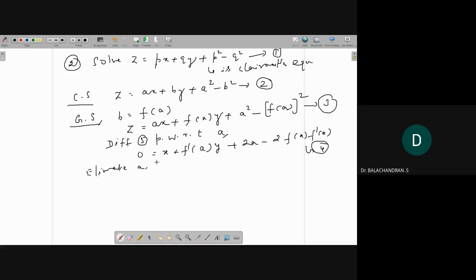Eliminate a between 3 and 4 gives the general solution of equation 1. Okay, next I'm going to find the singular solution of the given problem.